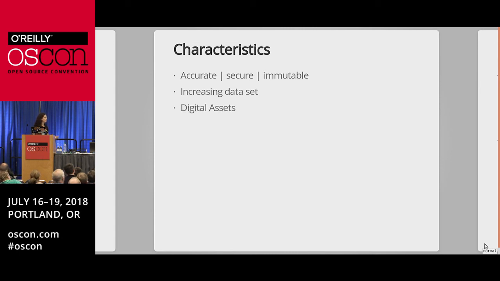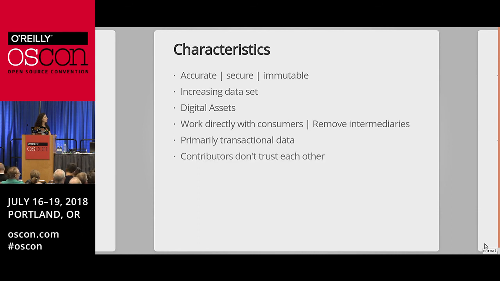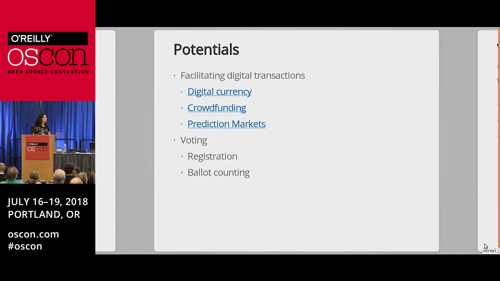Your assets are digital. This is true of a lot of things nowadays, but ultimately this is all digital stuff, so you need digital assets in your data. If you are looking to remove intermediaries, blockchain is really good at taking over some of the responsibilities of regulatory bodies by having those secure promises that we talked about, primarily with transactional data. And if you have contributors that don't trust each other, blockchains might be a really good solution.